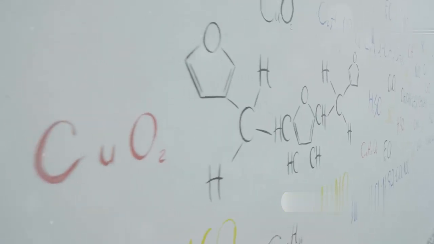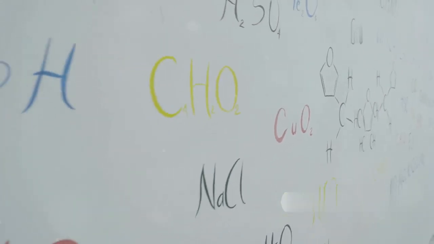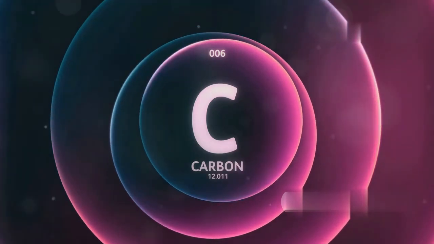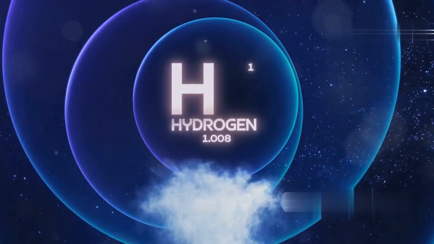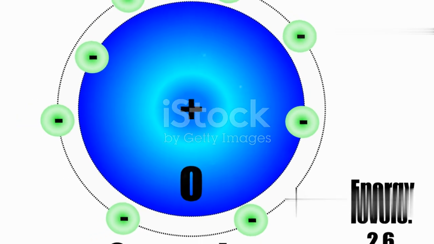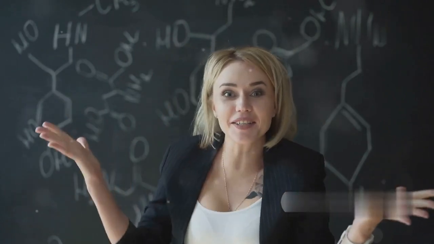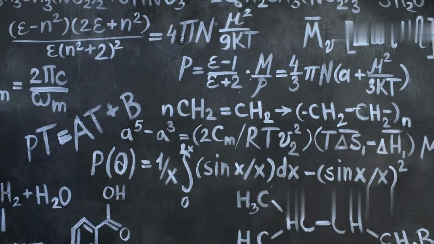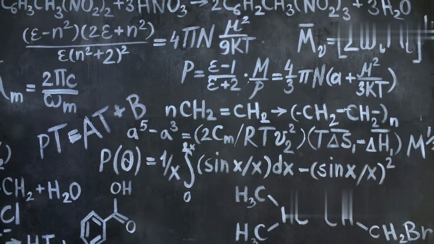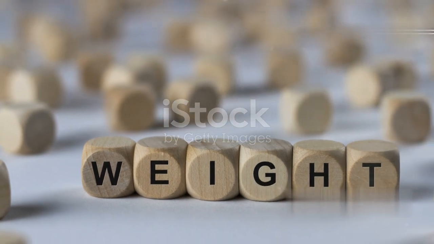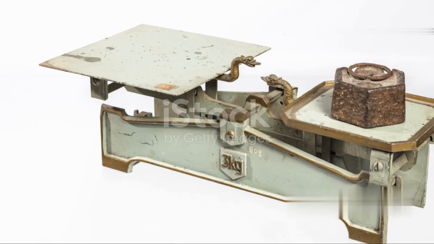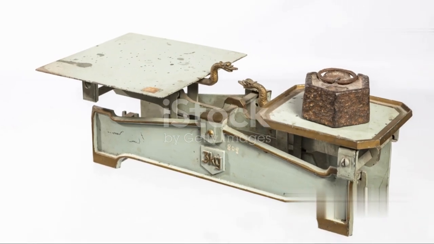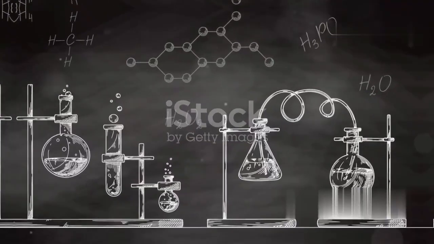Ethanol has 2 carbon atoms, 6 hydrogen atoms, and 1 oxygen atom. The atomic mass of carbon is 12.01 grams per mole. Hydrogen is 1.01 grams per mole, and oxygen is 16 grams per mole. Therefore, the molar mass of ethanol is 2 times 12.01 grams per mole, plus 6 times 1.01 grams per mole, plus 1 times 16 grams per mole, which equals 46.08 grams per mole. This means that 1 mole of ethanol weighs 46.08 grams.